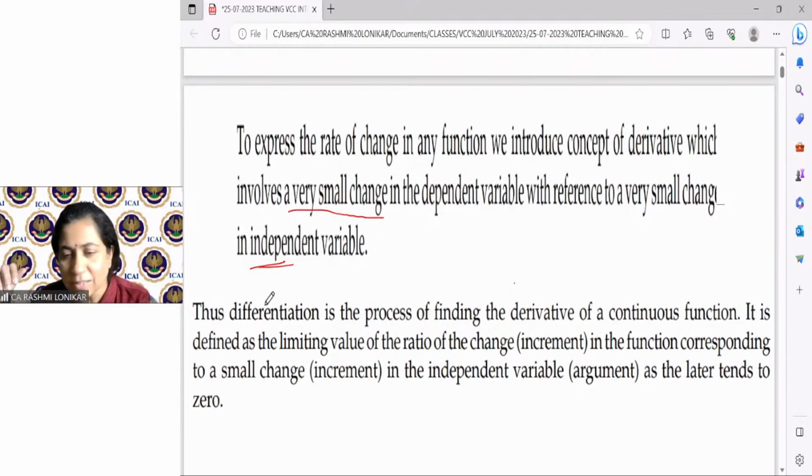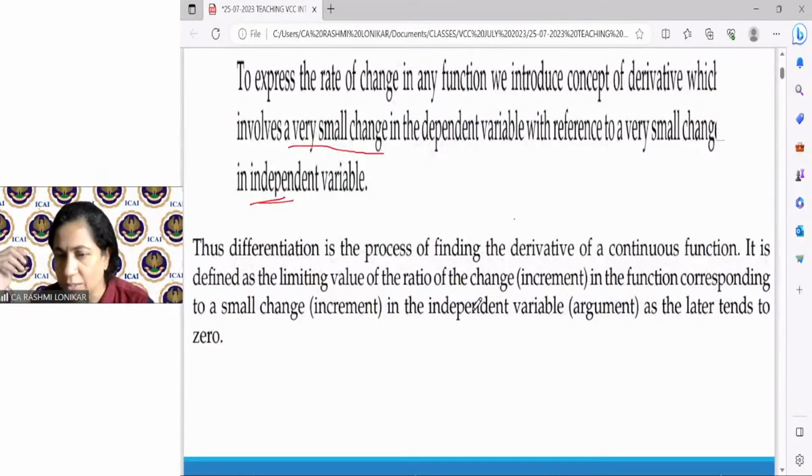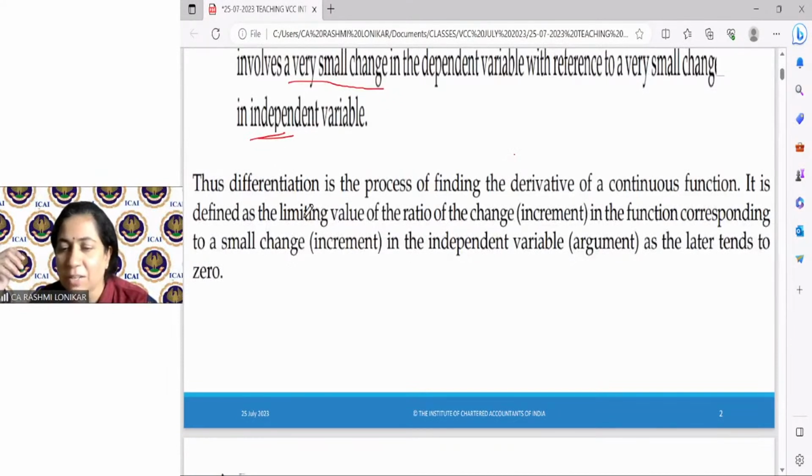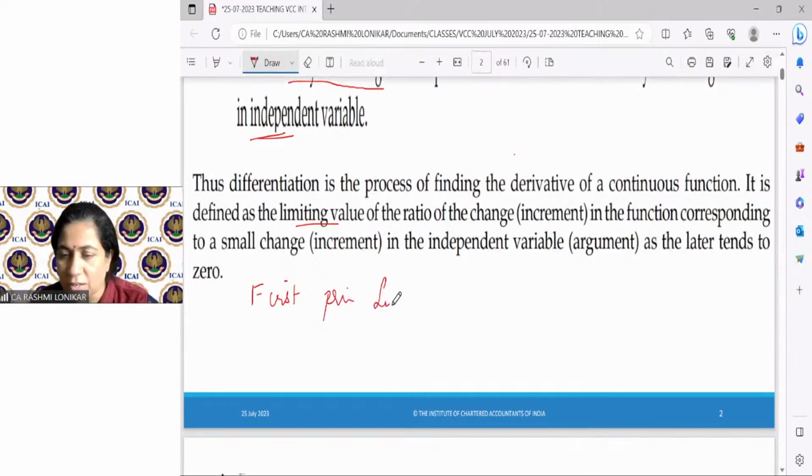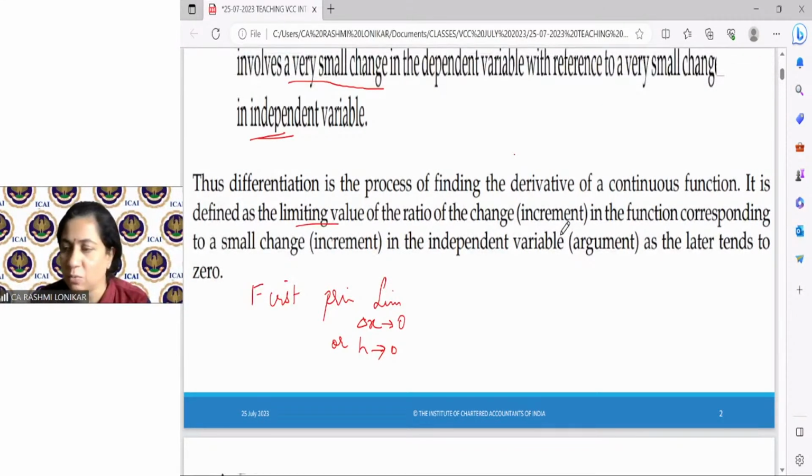Thus, differentiation is the process of finding the derivative of a continuous function. It is defined as a limiting value. That is why in the first principle we talked about the limit as delta x tends to 0, or in some books h tending to 0, of the ratio of the increment in the function corresponding to a small change in the independent variable as the latter tends to 0.